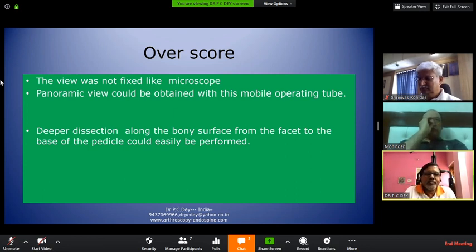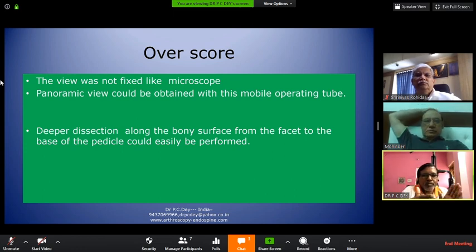So the view was not fixed like a microscope. It is a panoramic view. You can mobilize. So that's why it's called a mobile operating tube. You can mobilize in all directions. You can dissect. You can see the interlaminar window because there is no lamina. You have to dock the instrument on the facet. And then you have to try to differentiate the tissue between the fibrous tissue and the bone and try to make a cleavage between the fibrous tissue and the bone and go inside.